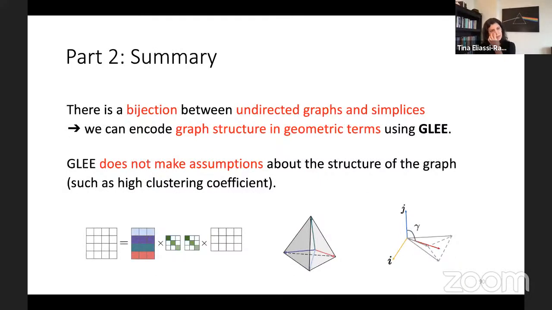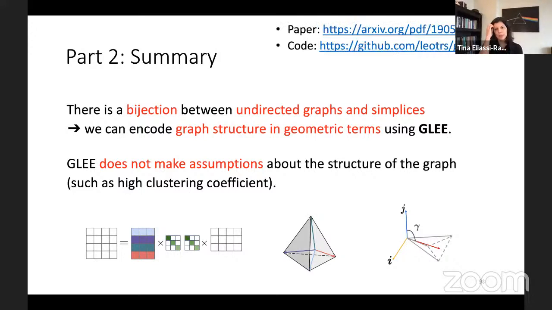So just as a summary, there is a bijection between undirected graphs and simplices. We can encode the graph structure in terms of geometry. And one of the things that GLEE doesn't do is it doesn't make any assumptions about the graph structure. So we're not assuming that I have a high clustering coefficient or I have high triangles. And then you can download the paper and the code there. The paper appeared in the Journal of Complex Networks. And that is it for the embedding.